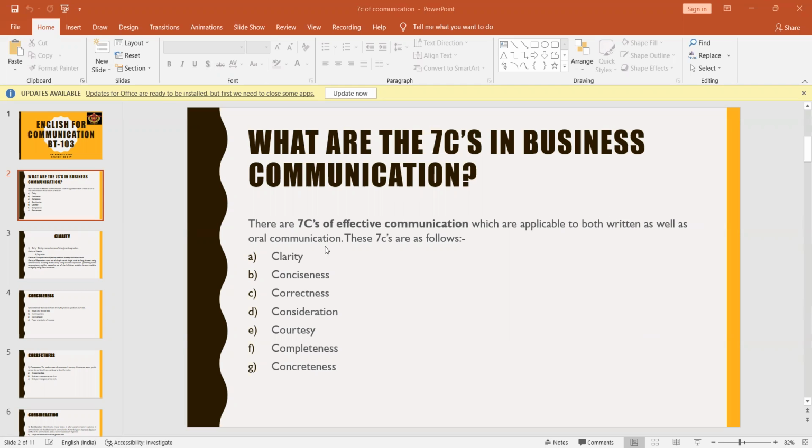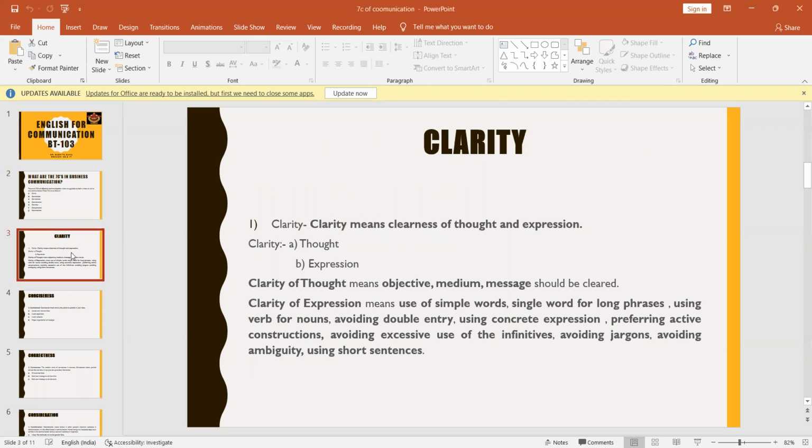First of all, we will have to discuss the clarity. What do you mean by clarity? Clarity means clearness of thought and expression: clarity of thought and clarity of expression. Clarity of thought means objective, medium, and message should be clear. Clarity of expression means use of simple words, a single word for long phrases, using verbs for nouns, avoiding double entry, using concrete expressions, preferring active constructions, avoiding excessive use of infinitives, avoiding jargon, avoiding ambiguity, and using short sentences.